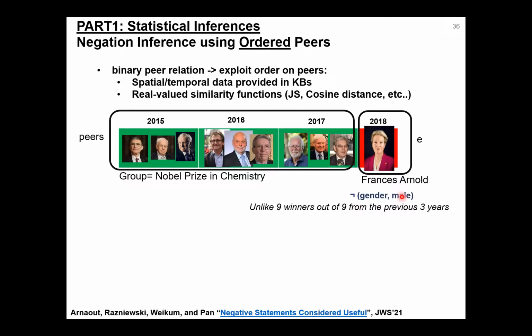One salient negation here is that her gender is not male. The explanation of why this is interesting is that, unlike 9 winners out of 9 from the previous 3 years, she is not male. Another interesting negation is that she's not a citizen of the UK. And again, you have an interpretation: 3 winners out of 9 from the previous 3 years. So you have an explanation of why this is interesting.